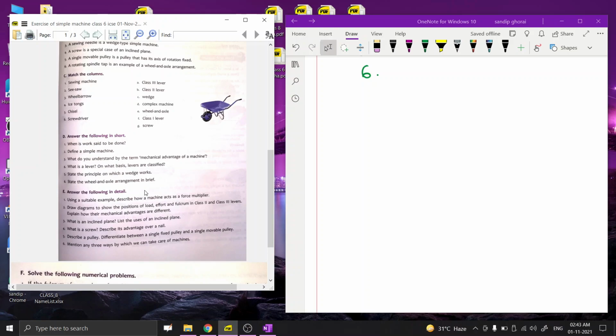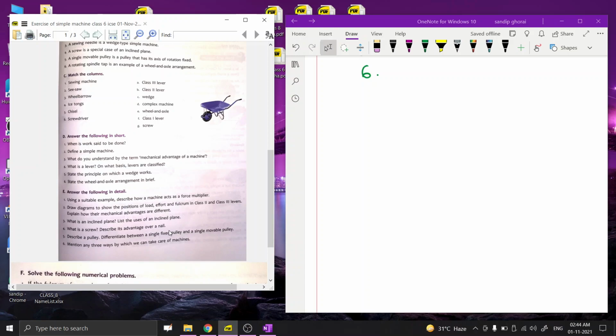As you can see, you also have to answer the following in detail. These are the questions. Draw diagrams to show the position of load, effort, and fulcrum for class 1, class 2, and class 3 levers. What is an inclined plane, what is a screw, advantage of a nail, and list uses of an inclined plane. Describe a pulley, and differentiate between a single fixed and single movable pulley, already discussed in your class. Also mention any three ways by which you can take care of a machine.